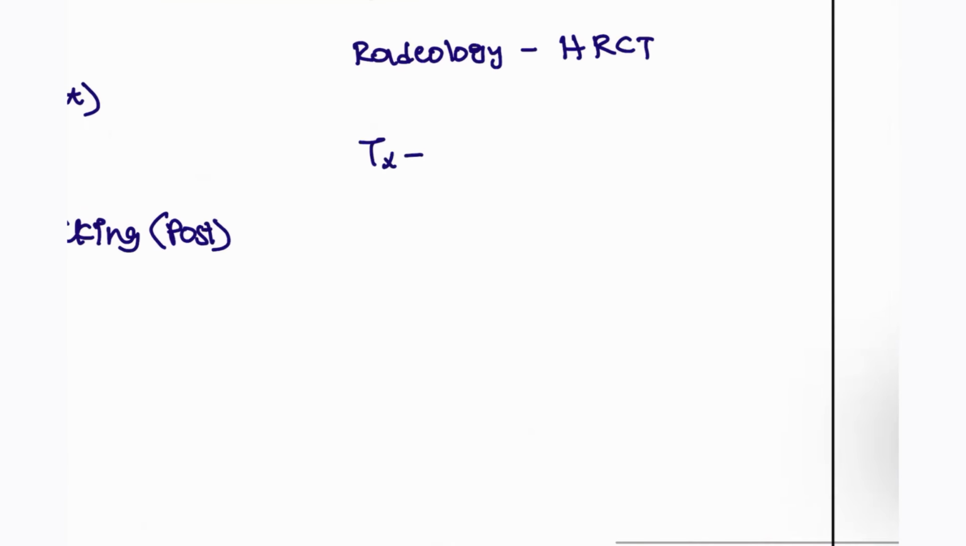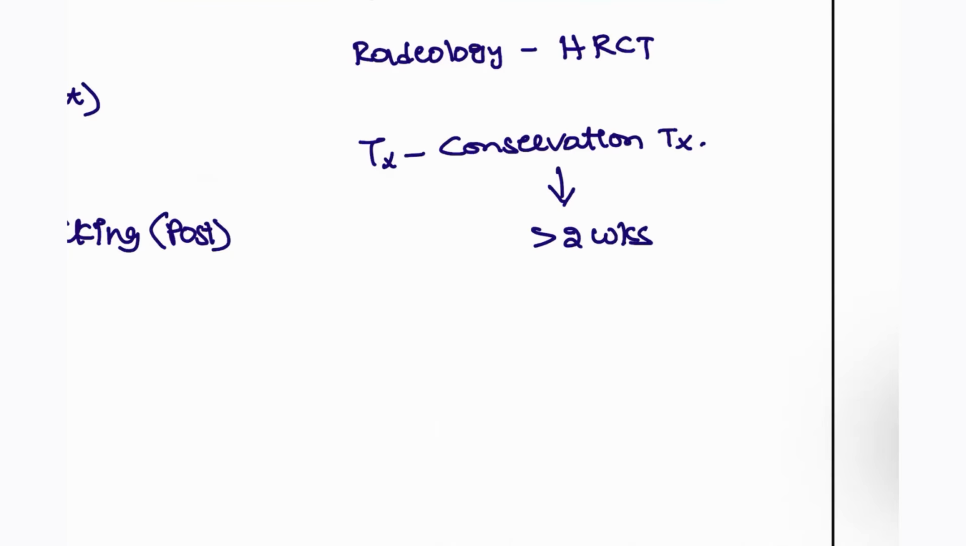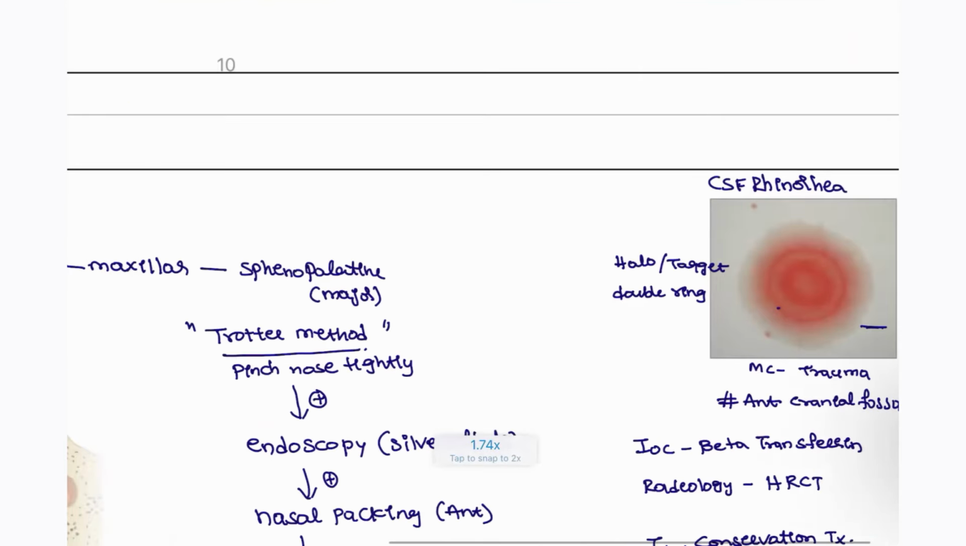Next, what about the treatment? Treatment is conservative. Within 5 to 7 days, conservative treatment is given for this patient. Within 5 to 7 days, it is going to resolve. It is better to give prophylactic antibiotics to prevent infection. And if it is still persisting more than 7 days, or more than 2 weeks at least, then we can go for endoscopic closure. This is the protocol for CSF rhinorrhea.